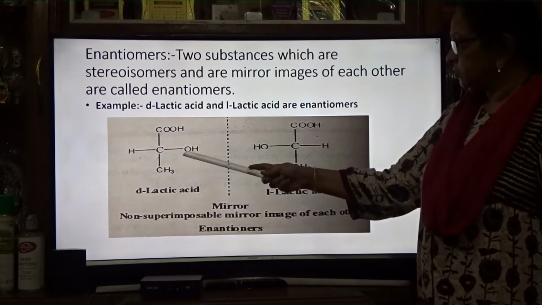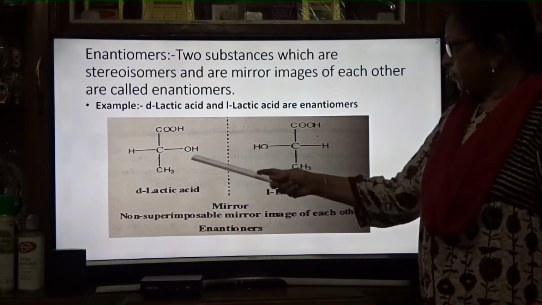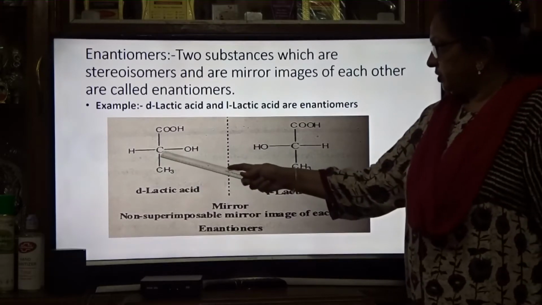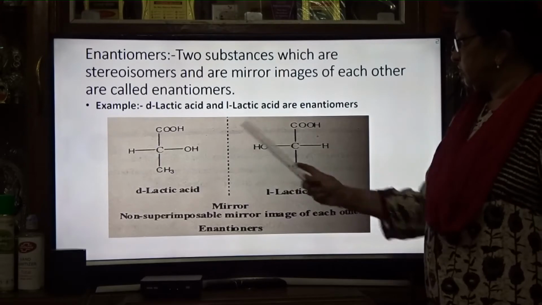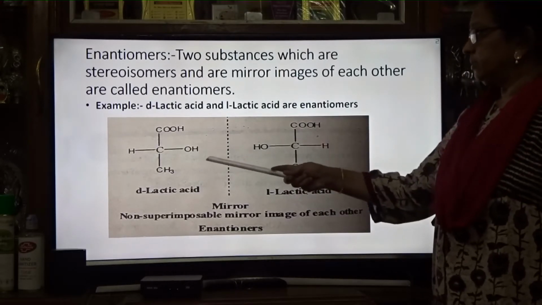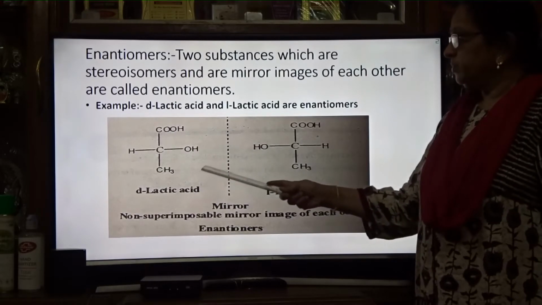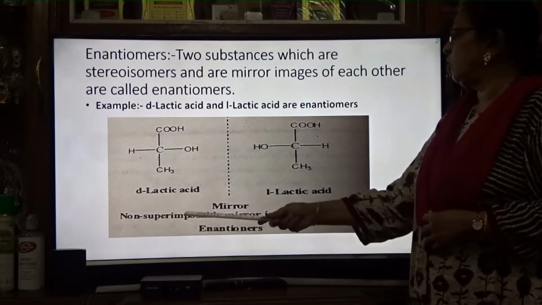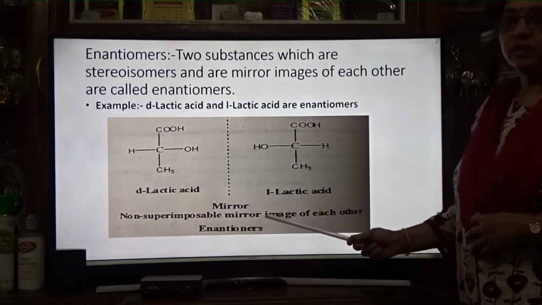You are seeing mirror images. OH, OH, this is a mirror. We are seeing they are both mirror images of each other. So C, COOH, COOH, OH, OH, H, H, CH3. So these are the enantiomers. These are the mirror images of each other, and they are also stereoisomers. They are D lactic acid and L lactic acid. They are non-superimposable mirror images of each other.